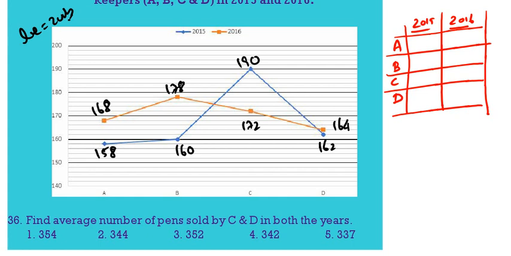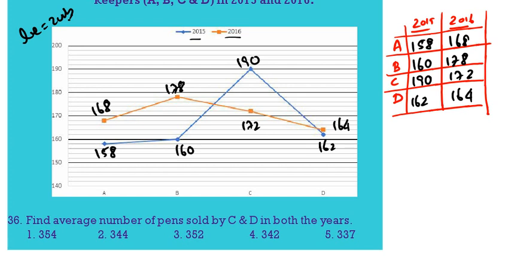Now see, 2015 is blue, 2016 is orange color. Now A: 158, 168. B: 160, 178. C: 190 and 172. D: 162 and 164. Now based on this we should answer the question.